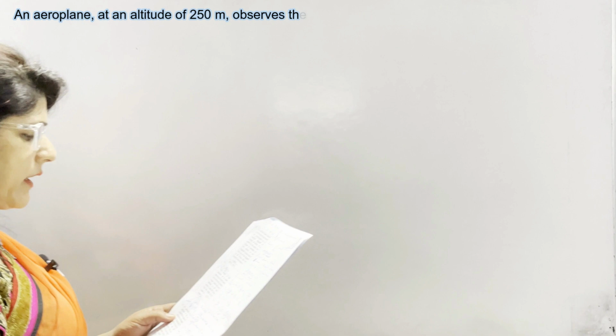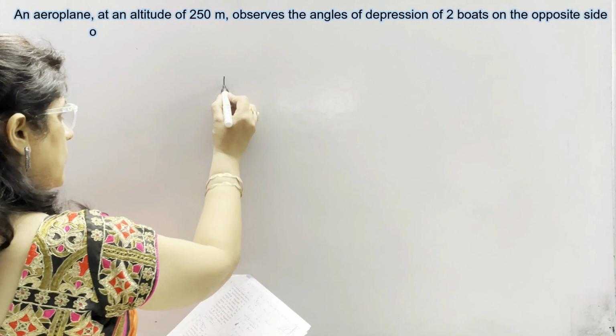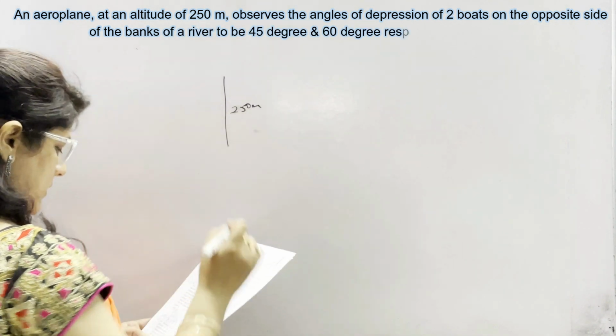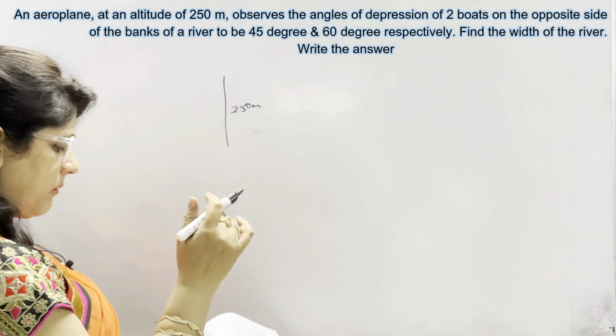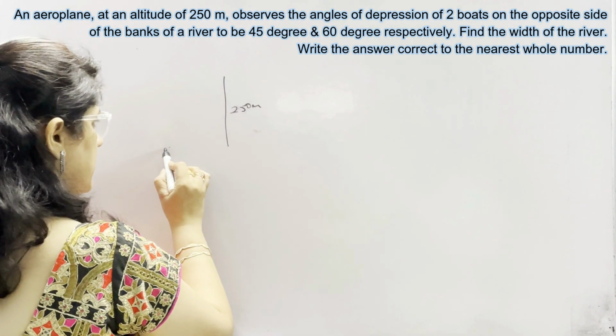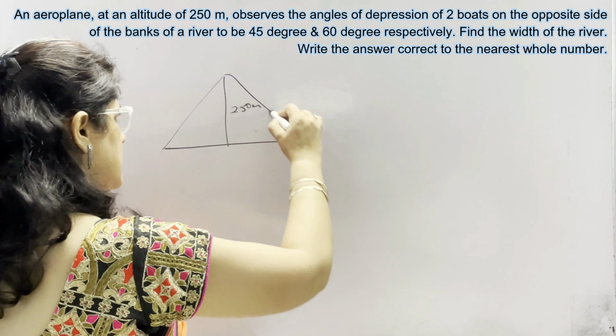In all these questions, the angle is on the same side of the tower or pillar. In the next question, an aeroplane at an altitude of 250 meter observes the angle of depression of two boats on the opposite side of the bank of the river. So here is the aeroplane at a height of 250 meter, and the angles of depression of the two boats on the opposite banks of the river are 45 degree and 60 degree respectively. So on one side it is 45 degree, on the other side it is 60 degree.